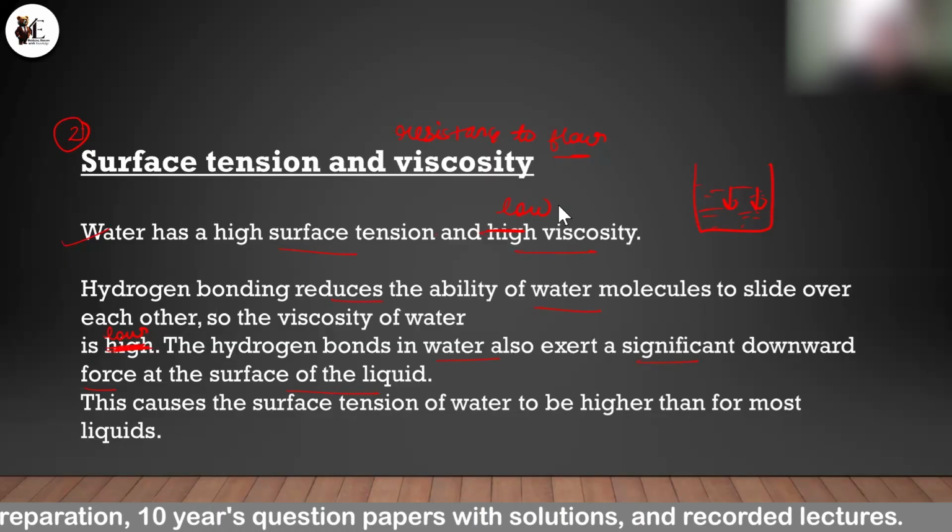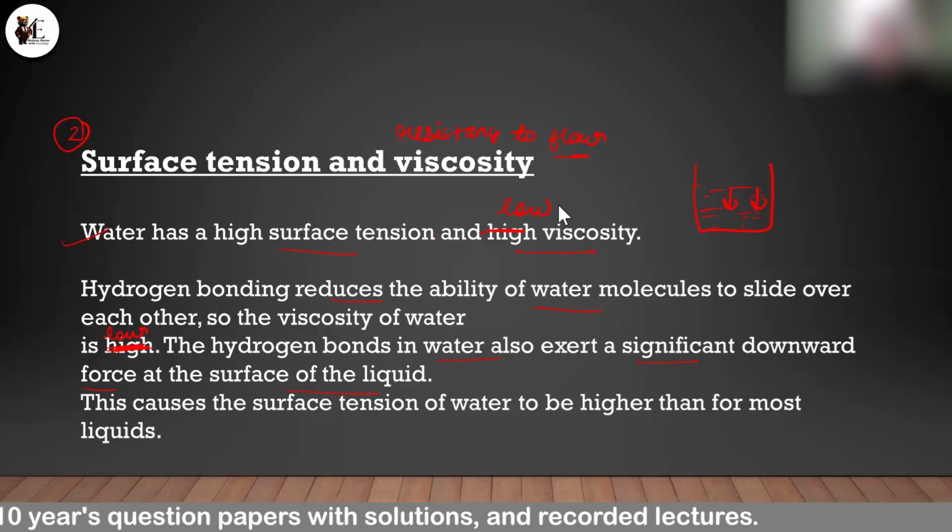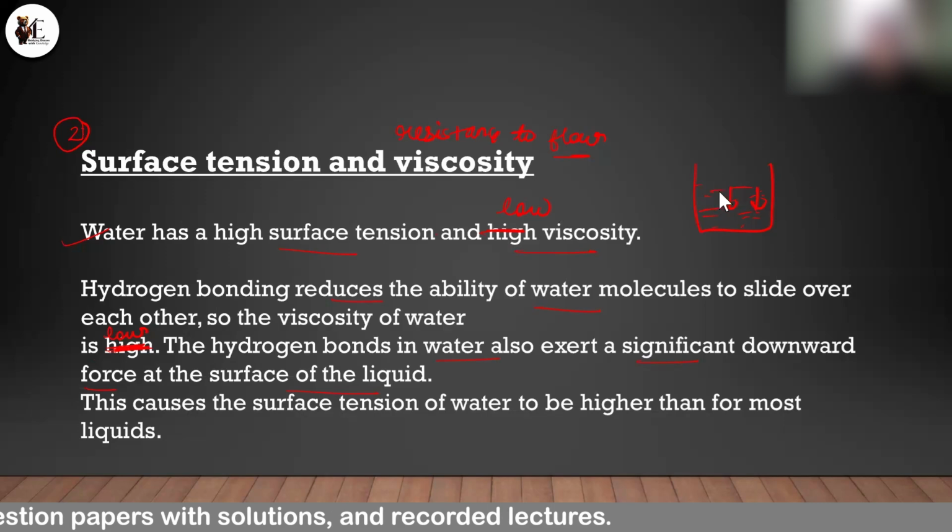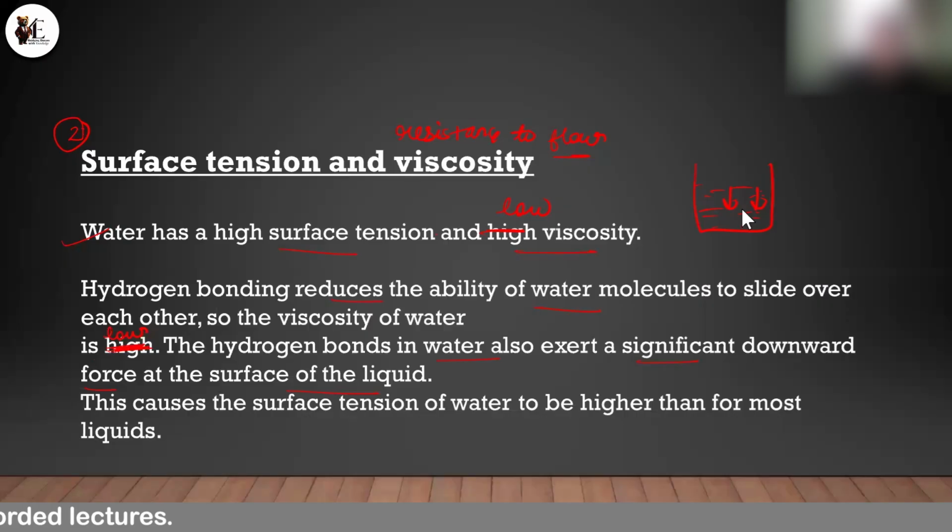On this, you've written that hydrogen bonding reduces the ability of water molecules to slide over each other, so the viscosity of water is low. I feel like it's contradicting each other. Which statements are contradicting each other?